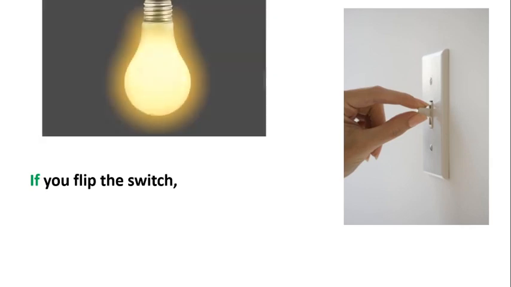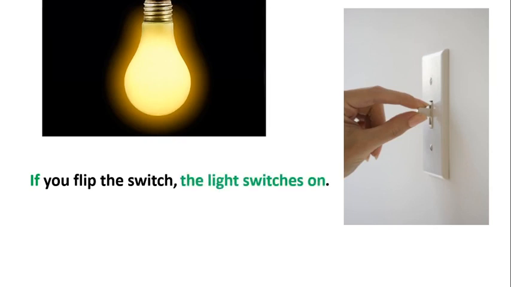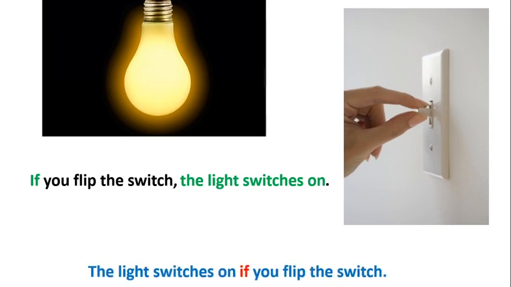Here, look. If you flip the switch, we have a switch. If you flip the switch, what happens? Yes, the light switches on. If you flip the switch, the light switches on. Or maybe, if we flip the switch, the light switches off. It depends if it is on or off. Great. Or we can also say, the light switches on if you flip the switch.